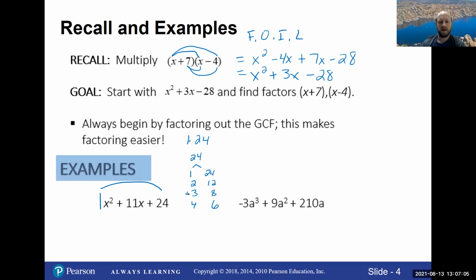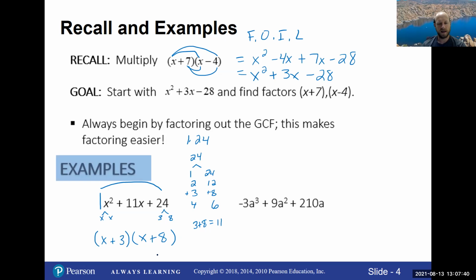And we know that positive 3 and a positive 8, we know 3 plus 8 equals 11. So that's what I'm going to use. When I do this, some people find this helpful: I can make little factor trees here once I know what my factors are. So I know x squared breaks down into x times x, and 24 is 3 times 8. I just use those when I make these factors. So x plus 3 times x plus 8.